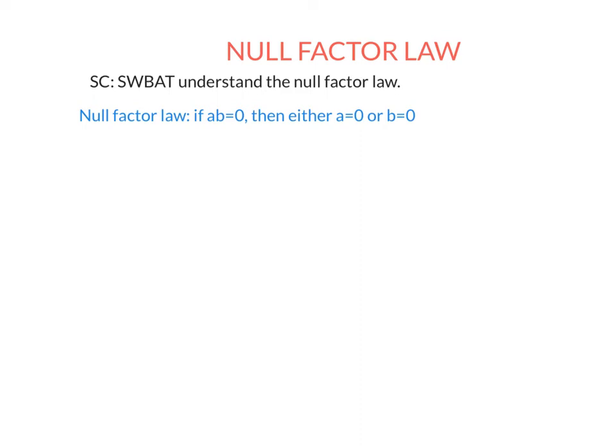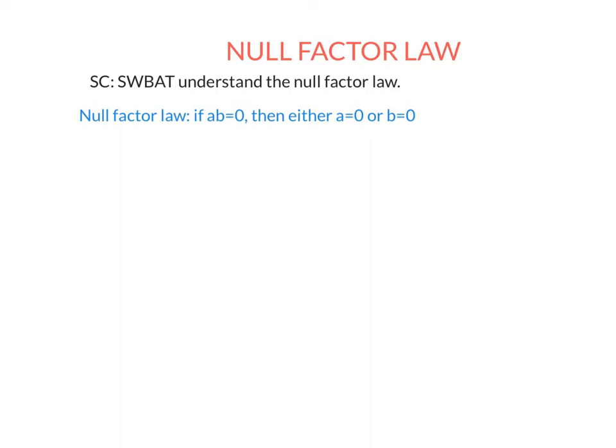Thank you so much for tuning into this video in which we hope to understand the null factor law. This is very important when we come to try to solve quadratics and other polynomial equations. The null factor law says if you have two things, A and B, that multiply to give 0, either the first thing is equal to 0 or the second thing is equal to 0.